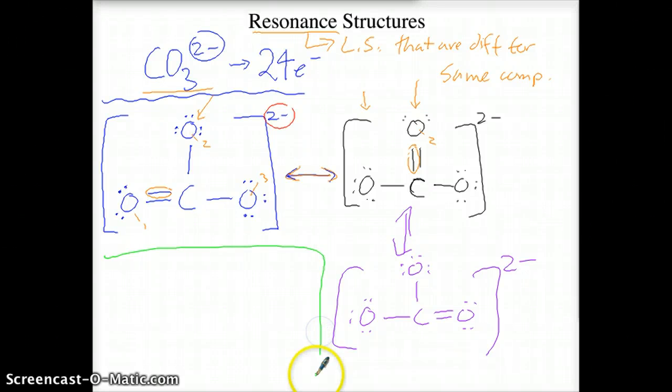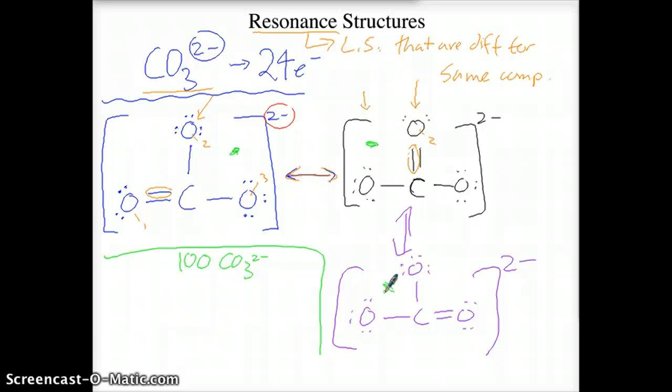So what does that mean? Let's say we have 100 carbonate molecules floating around. How many of them look like this? And how many of them look like this? And how many look like this? Well, since all of these structures are the same, the double bond is just in a different place, the formal charge on each atom is going to be the same.